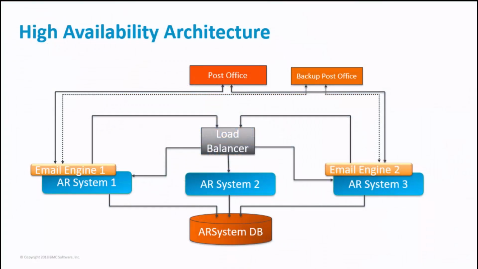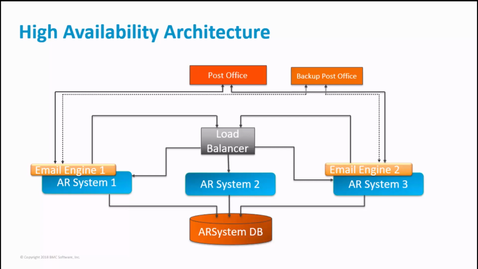The email engine comes with two high availability features. First, for any post office host name, you can configure a backup post office host name. This allows the email engine to continue working even when a post office is down, as long as you have a live backup. Second, the email engine uses an AR system feature called Service Failover to ensure that even if one or more email engines or AR servers goes down, emails can keep flowing.